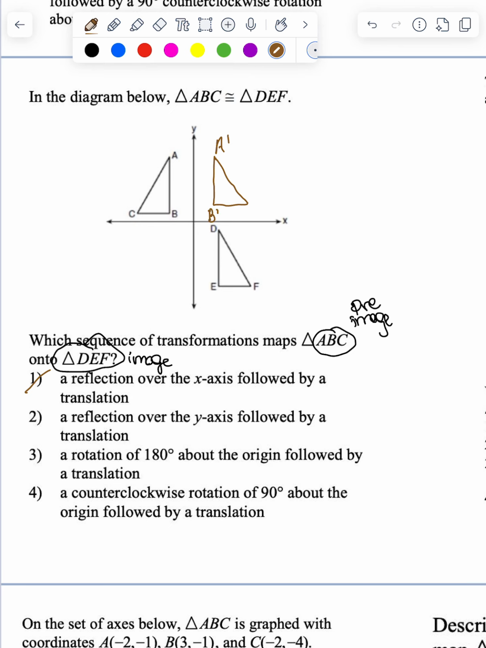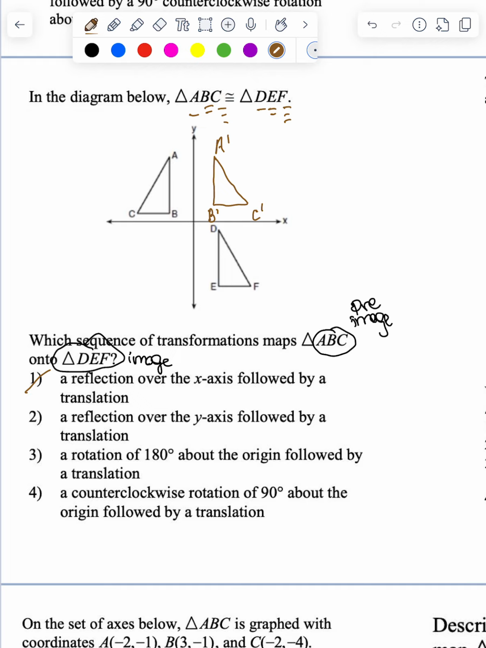It's going to be B prime, and that's going to be C prime. Let's make sure the orientation's correct. A needs to match up with D, and those are in the same spots. B needs to match up with E, and those are in the same spots. So that means C and F also match up.